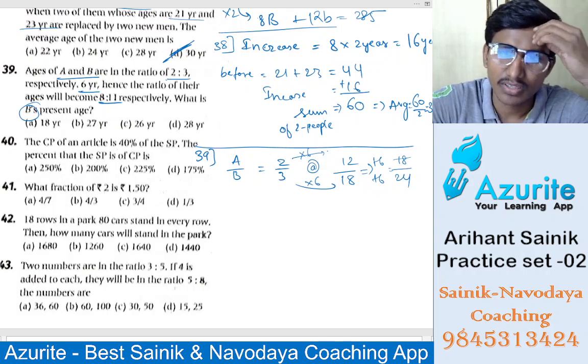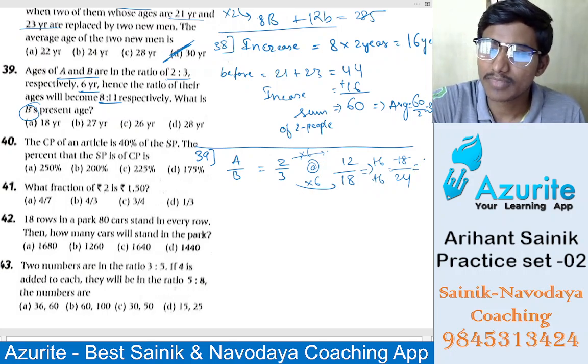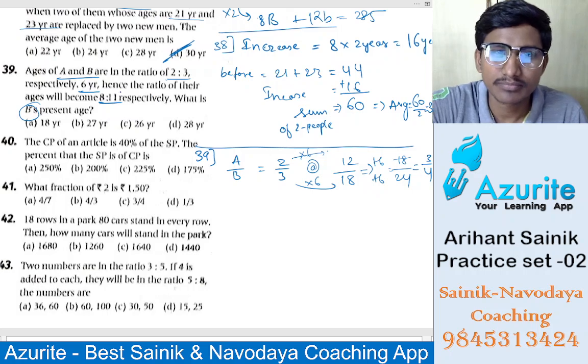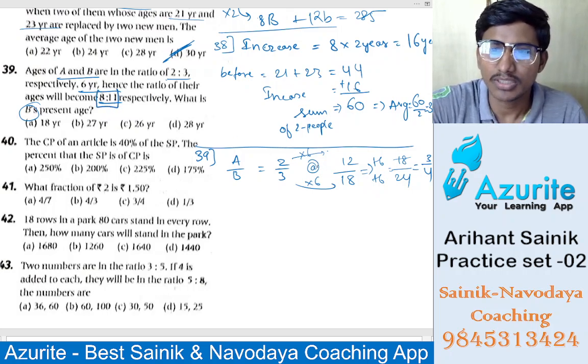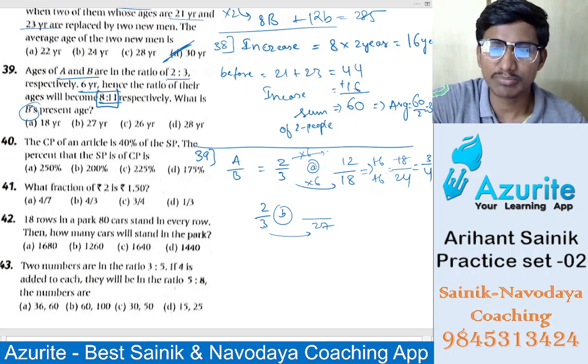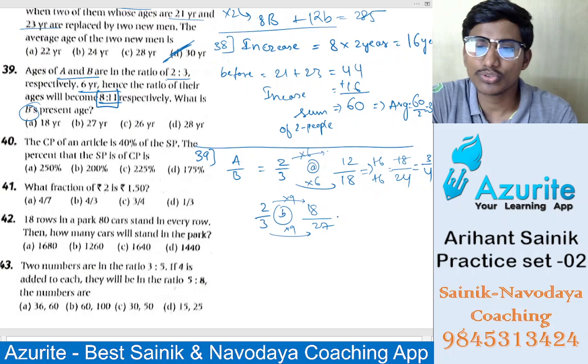So here, that will become how much? 3 by 4, not 8 by 11. Now B, if you take, so 2 by 3 is there. So if you take B option, 24. 27 means 3 nines are 27 and 2 nines are 18.